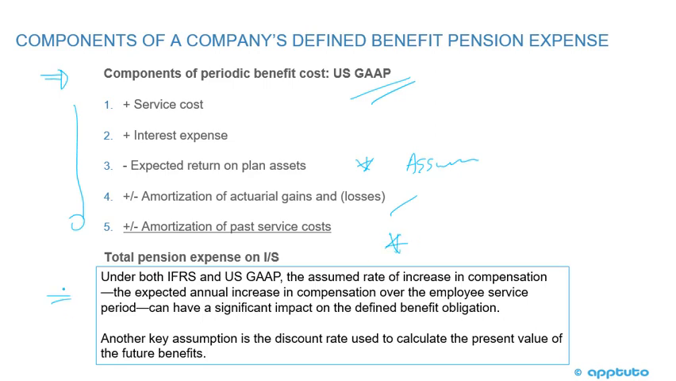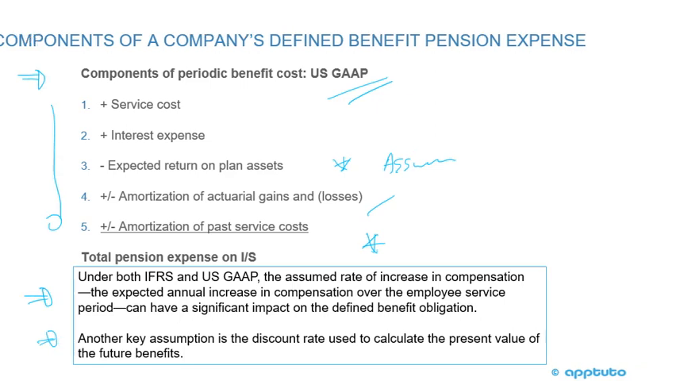So a note here, under both IFRS and US GAAP, the assumed rate of increase in compensation, the expected annual increase in compensation over the employee service period, can have a significant impact on the defined benefit obligation. Another key assumption is the discount rate used to calculate the present value of the future benefits.